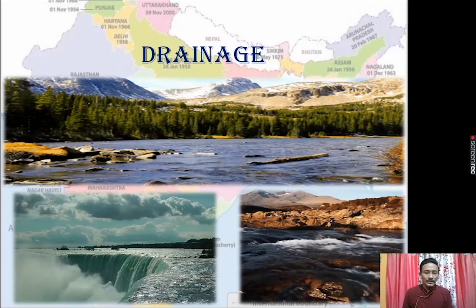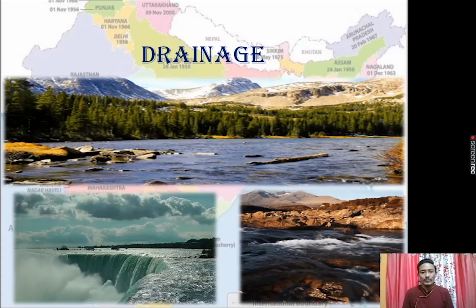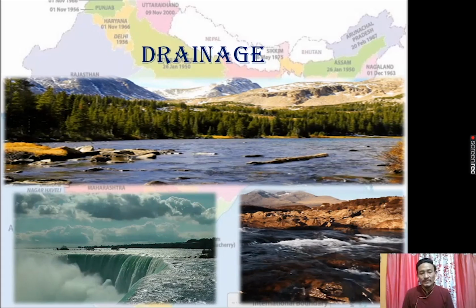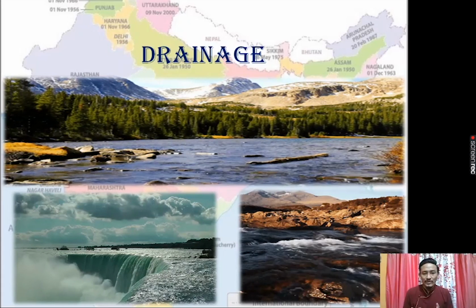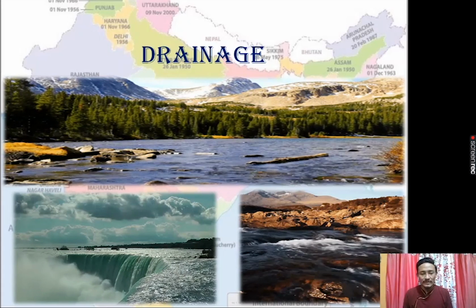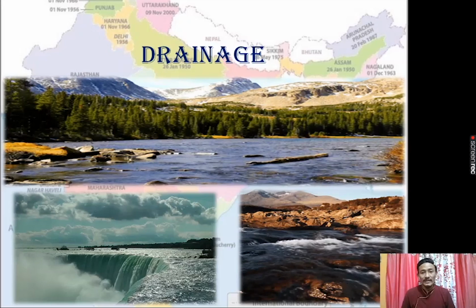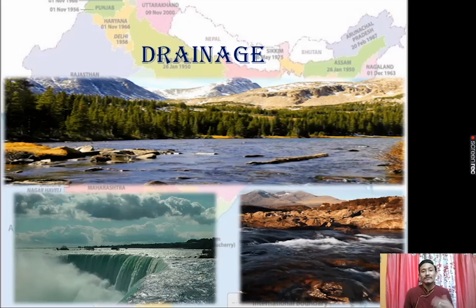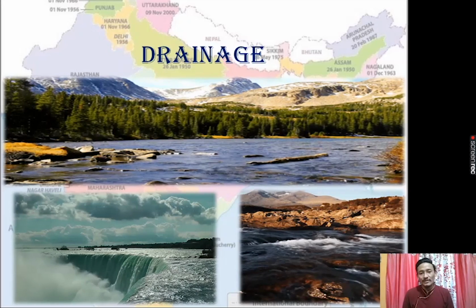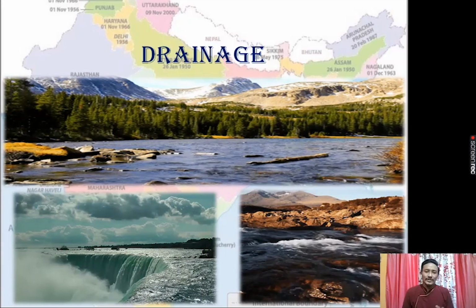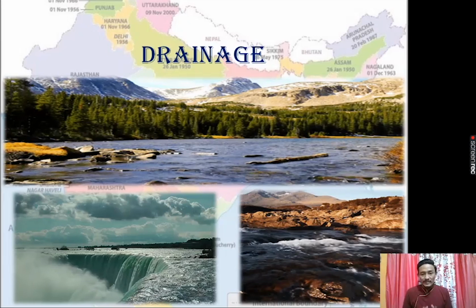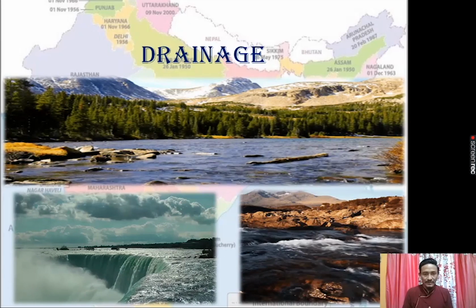You might have noticed, while going through any physical map of India, small streams flowing in different directions, coming together and forming a lake. Later on it gets discharged into a larger body, that is a sea or an ocean. So today in this chapter we will be covering those major rivers in India.